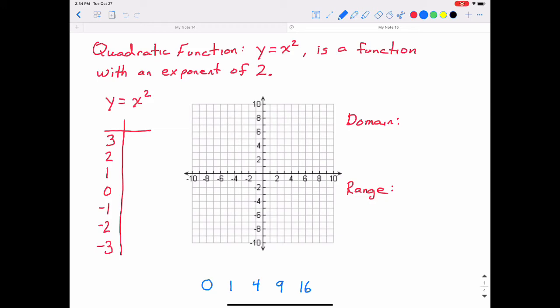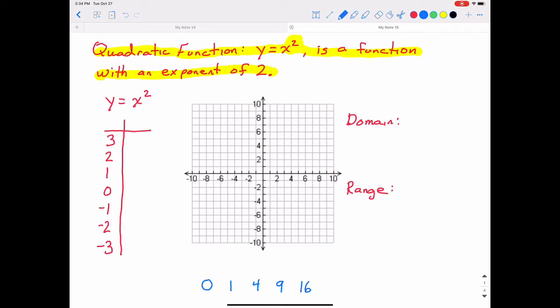Before we get to the shortcuts for graphing functions that are not linear, I want to talk about the quadratic function. A quadratic function is a function in the form of y equals x squared. It's a function with an exponent of 2. So that exponent of 2 is what makes it a quadratic function. I want to explore what a quadratic function looks like with a t-chart.